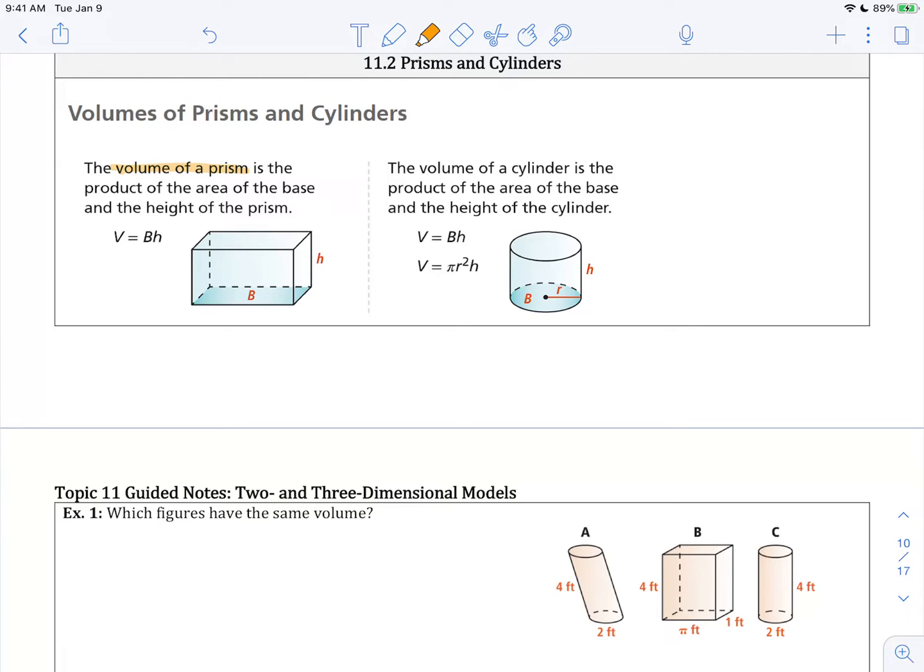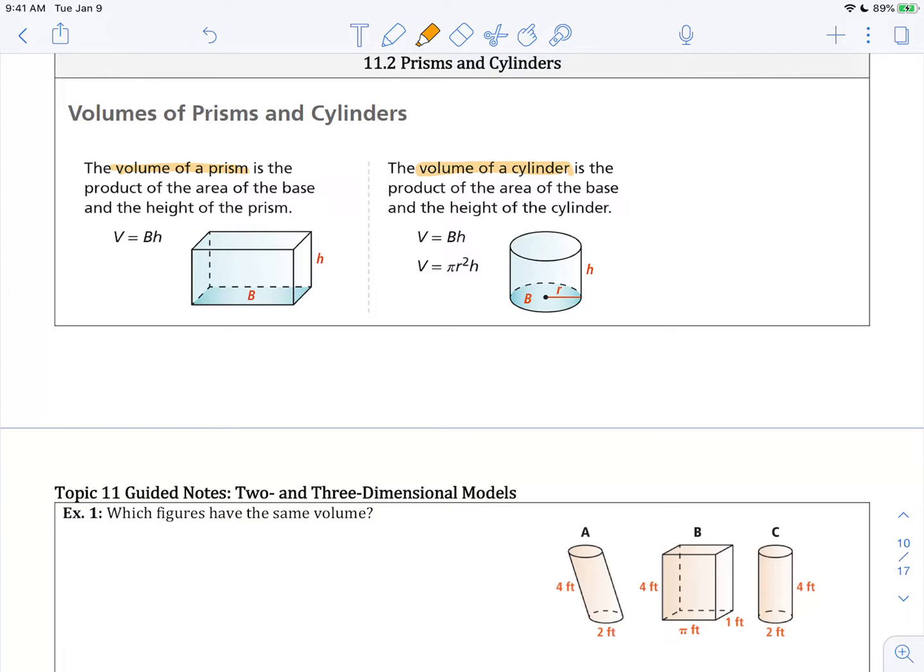All right, so the volume of a prism is the product of the area of the base and the height. Now that B value that you see there, that's the area of the base. So depending on the shape of the prism, how you calculate the area of that base differs. Then the volume of a cylinder, it's the same equation, is the area of the base times the height of the cylinder. Well, the area of the base of a cylinder is always going to be a circle, so the volume is pi r squared times height.